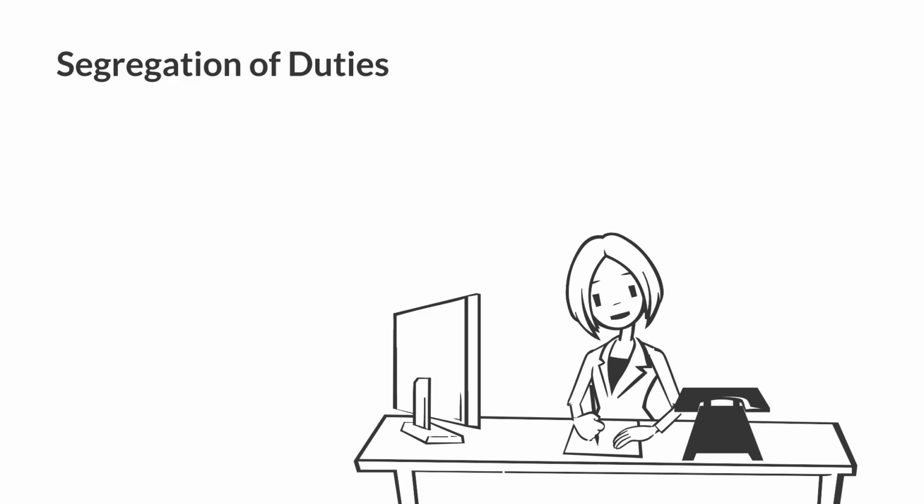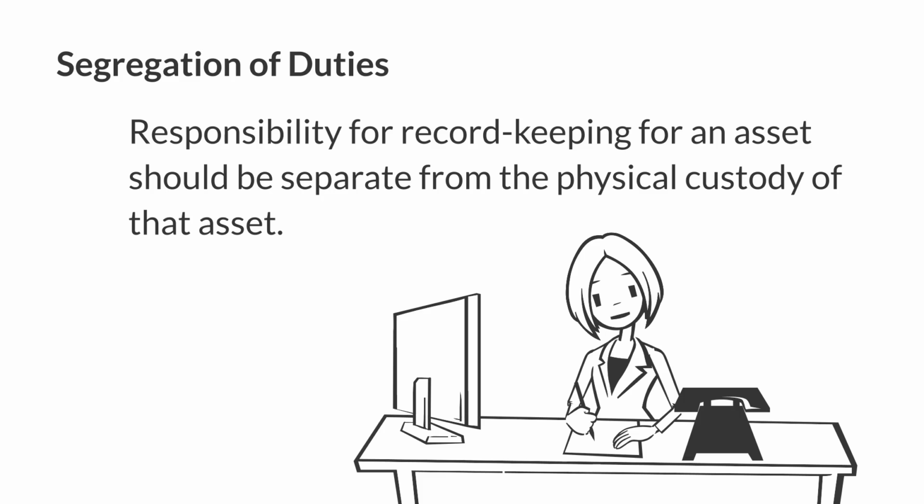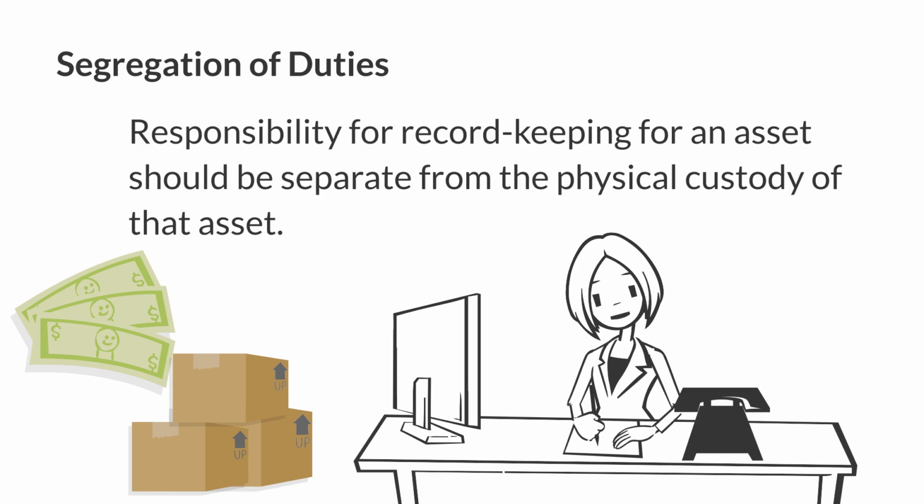The second application of this principle is the responsibility for record keeping for an asset should be separate from the physical custody of that asset. This is especially important for cash and inventories because both these assets are very vulnerable to fraud.